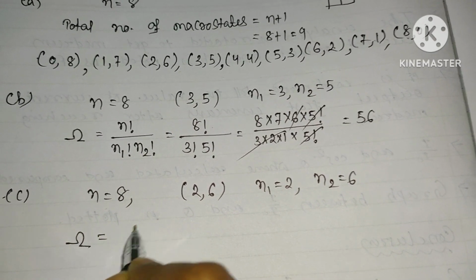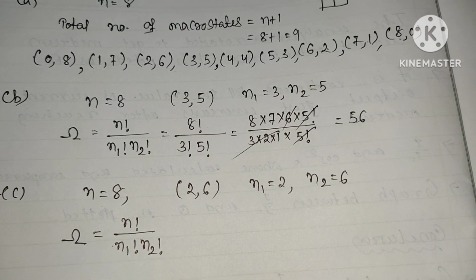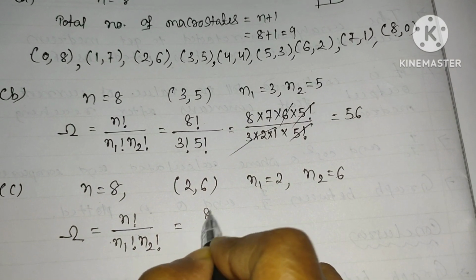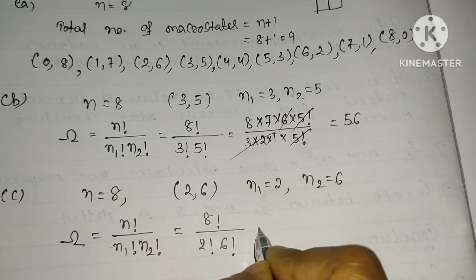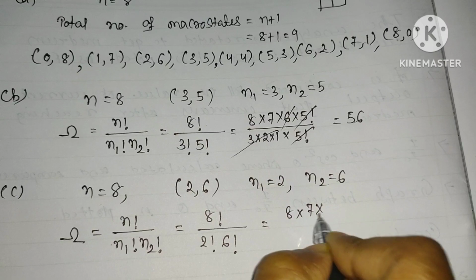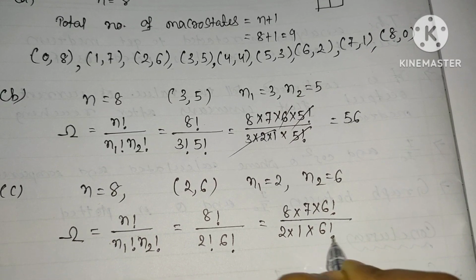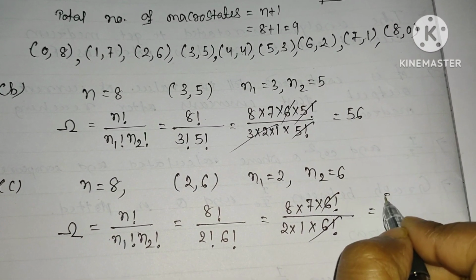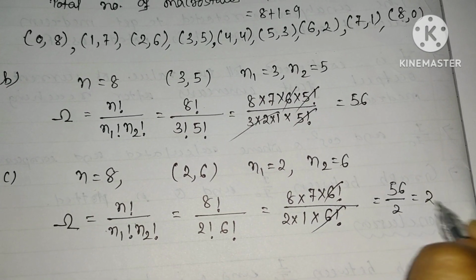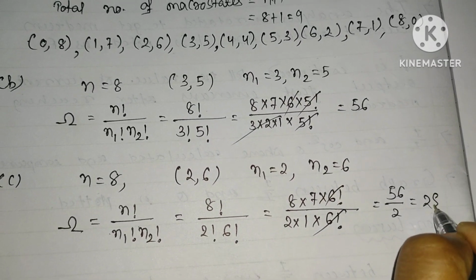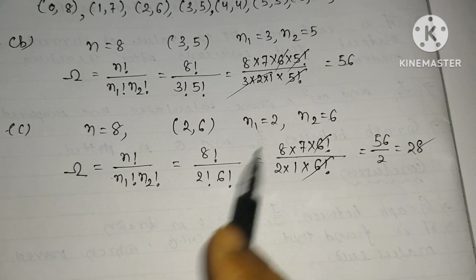The thermodynamical probability is n factorial divided by n1 factorial into n2 factorial. So that will be 8 factorial divided by 2 factorial, 6 factorial. So that will be 8 into 7 into 6 factorial divided by 2 into 1 into 6 factorial. They get cancelled. So the remaining is 56 divided by 2, which is 28. But here we have to calculate the probability of the macrostate 2, 6.